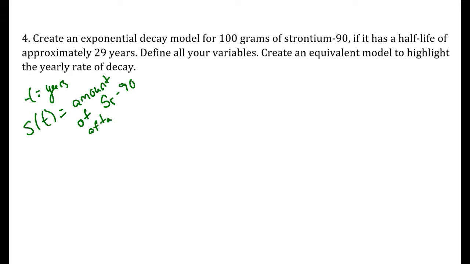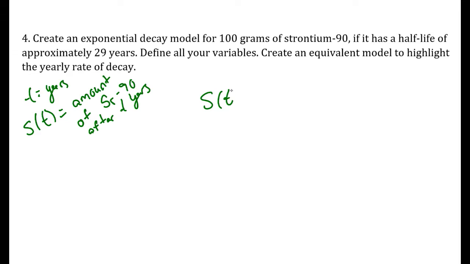Number 4, create an exponential decay model for 100 grams of strontium-90 if it has a half-life of approximately 29 years. Define all your variables. So let's say t equals years, and we'll say S of t is the amount of strontium-90 remaining. The amount of strontium, I believe, is Sr in the periodic table. Sr-90 after t years.